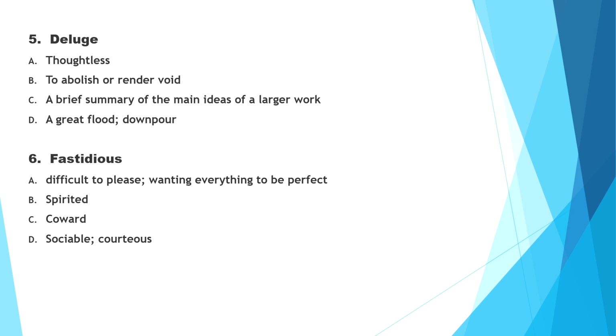So is it done? Let's check. The word given is deluge. It means a severe flood, basically an overflowing of the land due to heavy downpour. Hence clearly option D is the right answer choice. That is a great flood or downpour. Fine. Now moving forward, solve the next one.